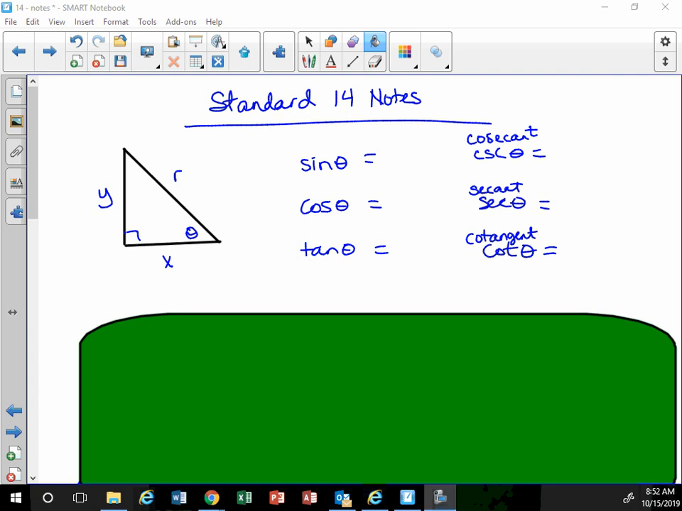For standard 14, jot down the triangle. That little symbol in the corner, that's the Greek letter theta. Theta. We use that for our angles.